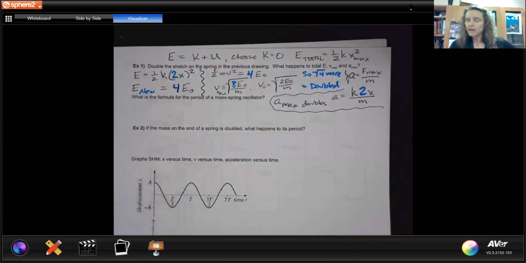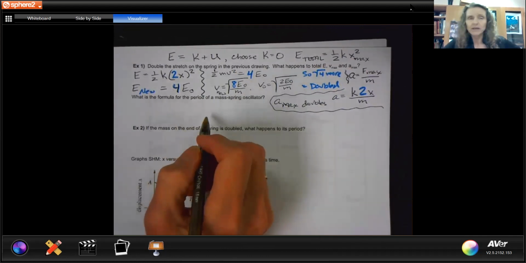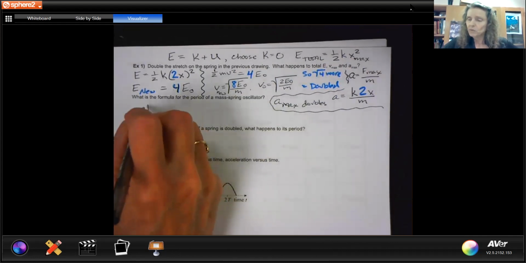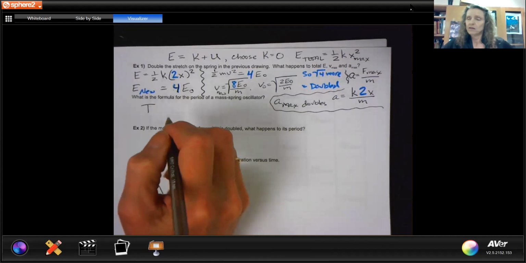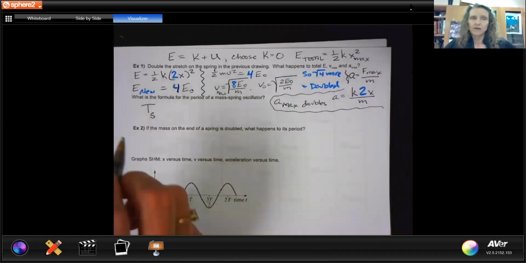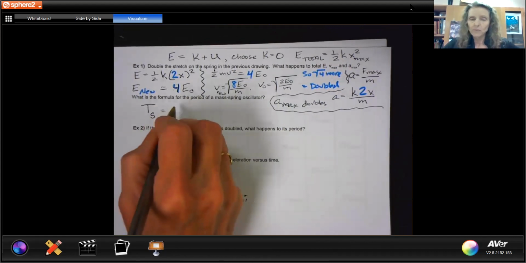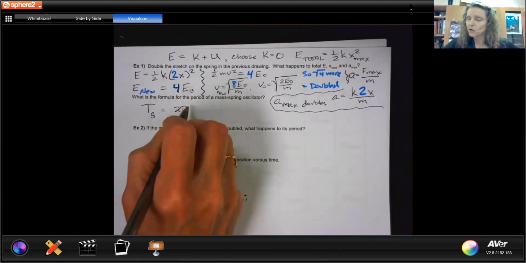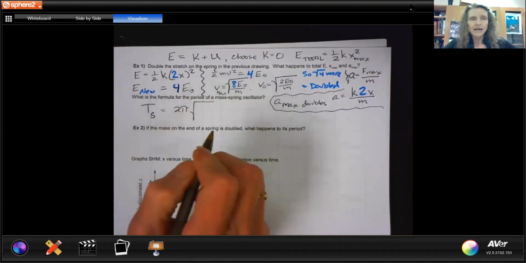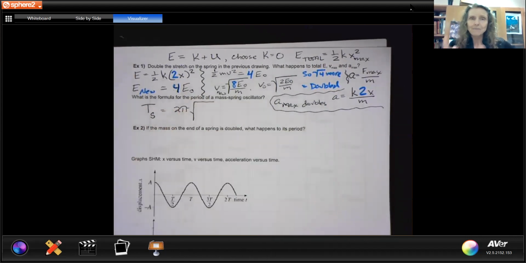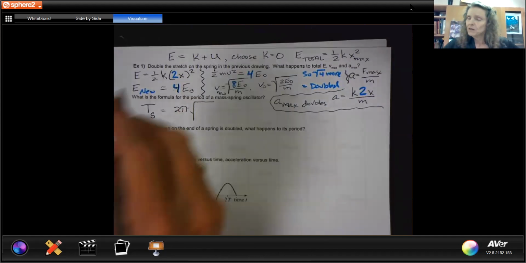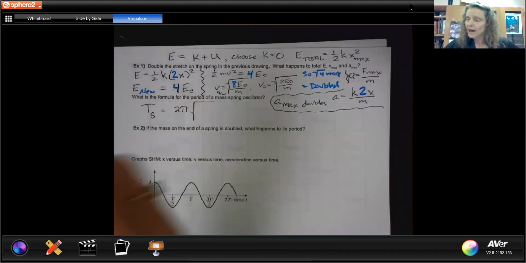Now, one that is on the AP equation sheet is this one, the formula for the period of a mass spring oscillator. So it's really important that when you look at this, you think about that subscript right there, because there's a different formula for the period of a pendulum, which we're also going to be using in this unit. They both start off with 2 pi times the square root of, and then it's m over k. So the mass matters and the spring constant matters. That makes sense, right? The stiffness of the spring and how much mass you have.